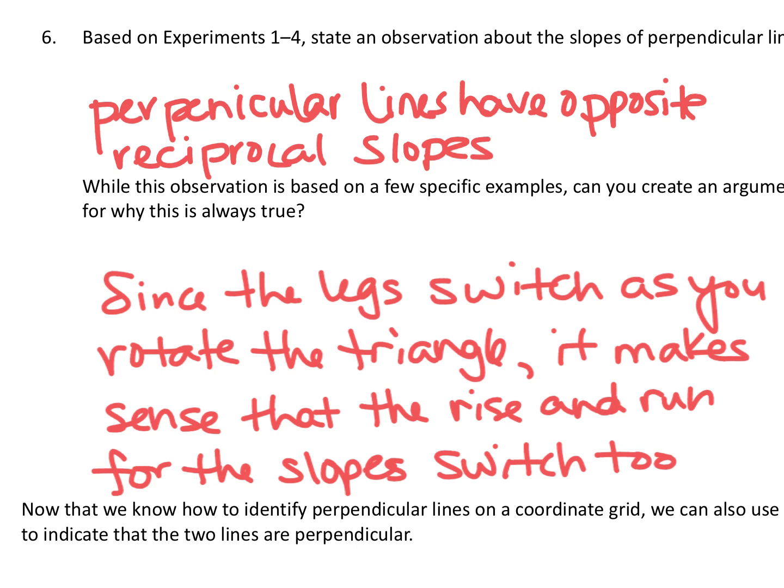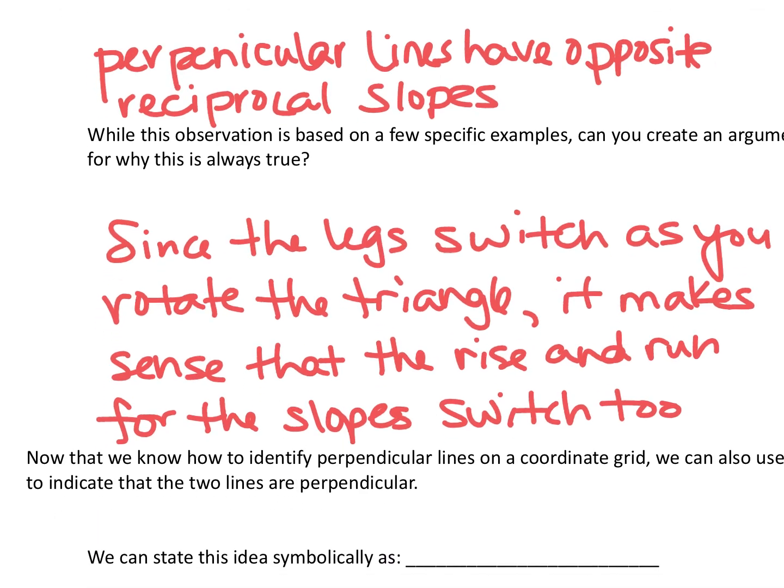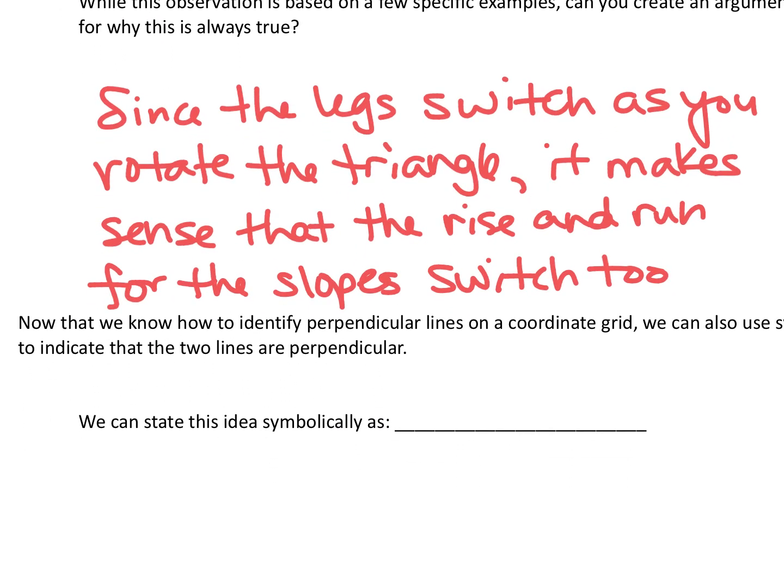So it definitely makes sense that the rise and the run for the slope would also switch as we are rotating the triangle. Okay, we're going to learn a shorthand notation for perpendicular next. So if two lines are perpendicular, we can actually do a shorthand just like we did for parallel. We did the kind of railroad tracks.